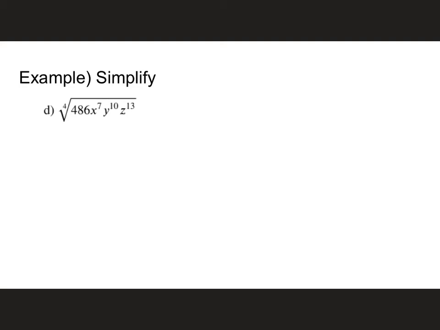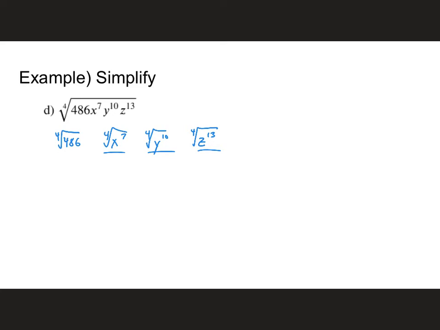Okay, so I'm going to break this up. I got the fourth root of 486. I have the fourth root of x to the 7th. I have the fourth root of y to the 10th. And I have the fourth root of z to the 13th. Now, I'm going to be honest with you. I'm probably not going to break it up like this. I can kind of do that all in one step. And once you get really good at practicing this, you'll be able to do the same thing. But for now, I'll split it up for you.